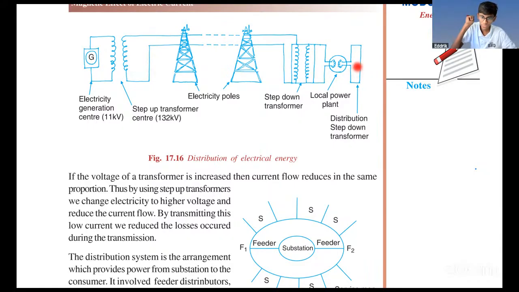Yeah, I have a doubt, please. Why are there two step down transformers? Why are there two?